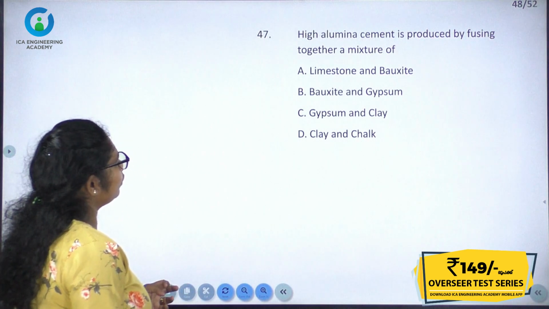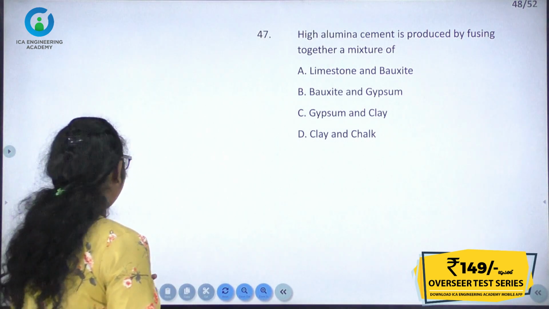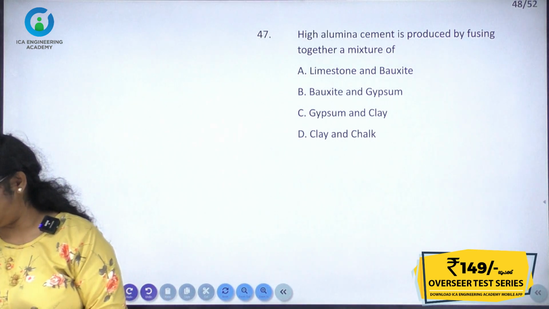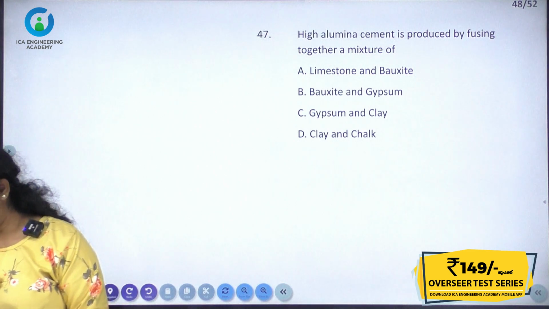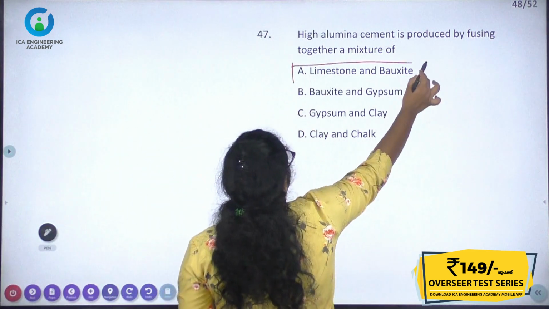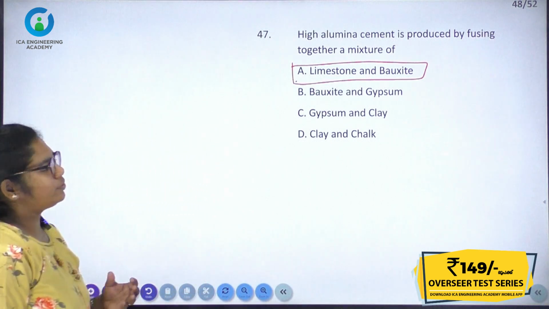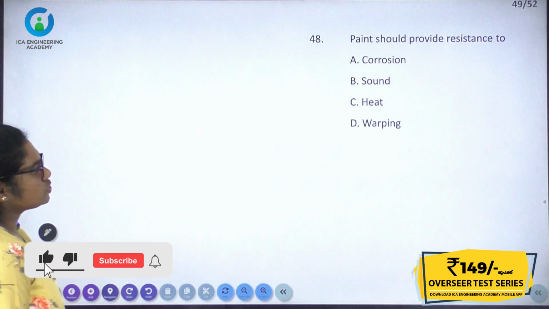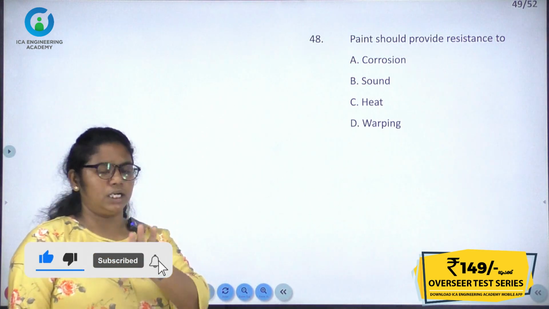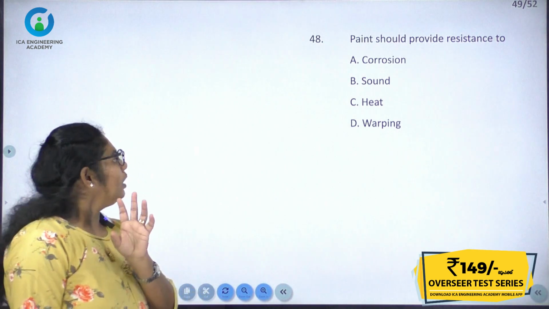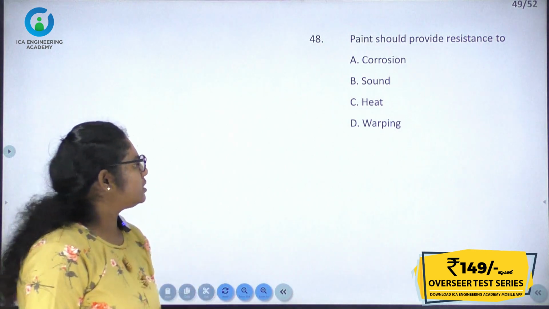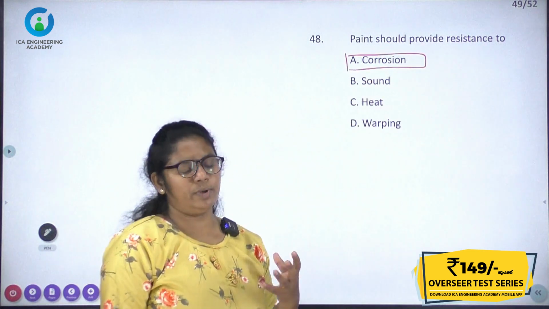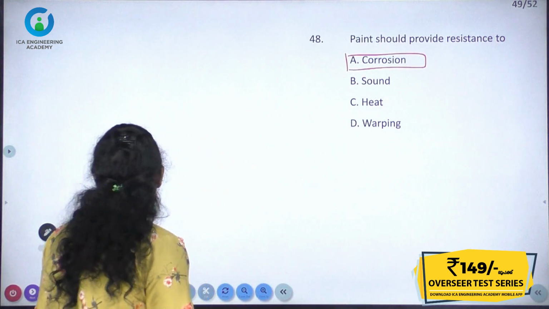High alumina cement is produced by fusing together a mixture of limestone and bauxite. Why do we use paint? Paint should give color to the wall surface and should provide resistance to corrosion. It is a non-corrosive material.